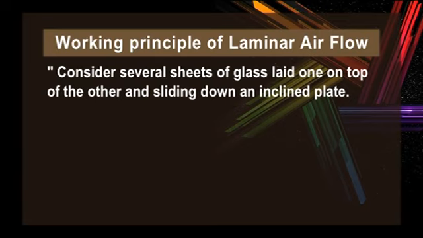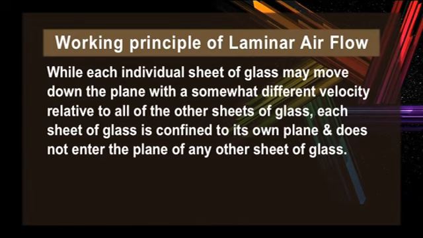Fox, the scientist, has visualized the concept of minimum turbulence unidirectional airflow, that is laminar flow, as follows. Consider several sheets of glass laid one on top of the other and sliding down an inclined plate. While each individual sheet of glass may move down the plane with somewhat different velocity relative to all of the other sheets of glass, each sheet of glass is confined to its own plane and does not enter the plane of any other sheet of glass.